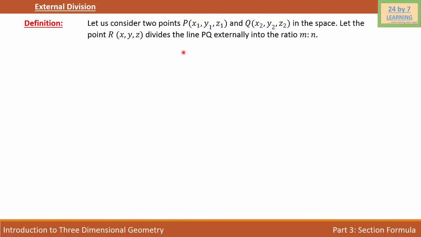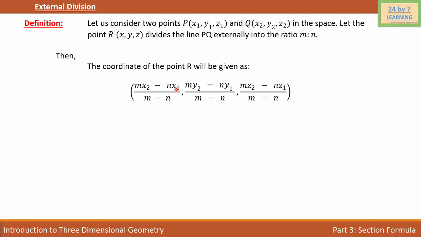External division. Let us consider 2 points P(x1, y1, z1) and Q(x2, y2, z2) in space. Let the point R(x, y, z) divide the line PQ externally in the ratio m:n. Then the coordinates of point R will be given as (mx2 minus nx1) over (m minus n), (my2 minus ny1) over (m minus n), (mz2 minus nz1) over (m minus n).